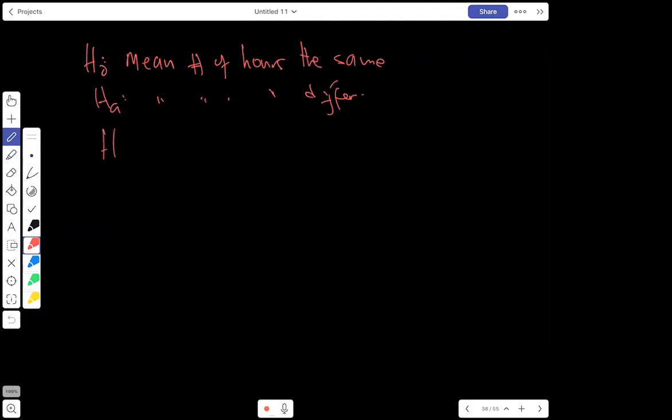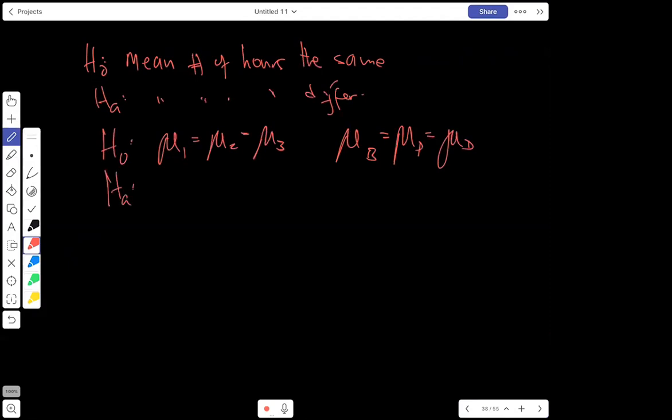Cool? So if the mean number of hours are the same, then it means mu1, city number 1, is equal to mu2, city number 2, is equal to mu3, city number 3. I think we have Buffalo, Pittsburgh, and Detroit. So we could say Buffalo, Pittsburgh, Detroit, they're the same, or at least one mean is different. I said the same thing, but I wrote it differently. Okay, so that's step 1.